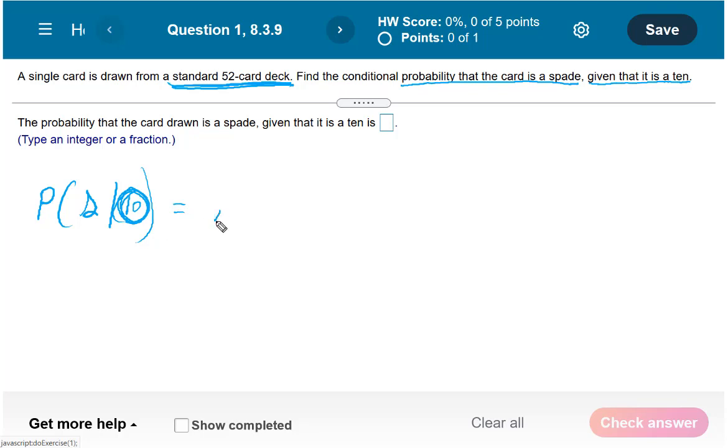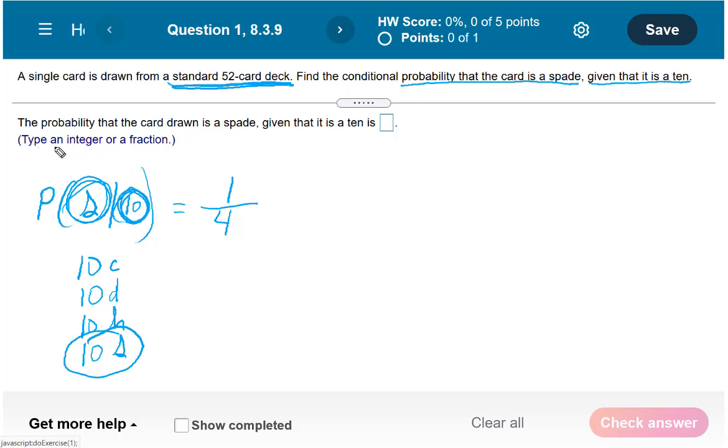So our bottom number is going to be a 4. Out of those 4 cards, we have a 10 of clubs, we have a 10 of diamonds, we have a 10 of hearts, and we have a 10 of spades. The probability of a spade from those 4 would be 1 out of 4, or 25%.